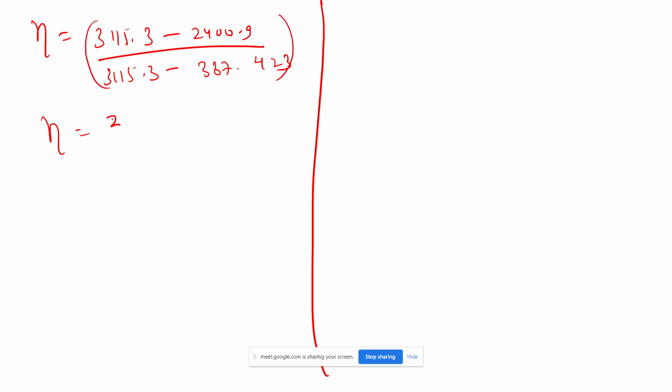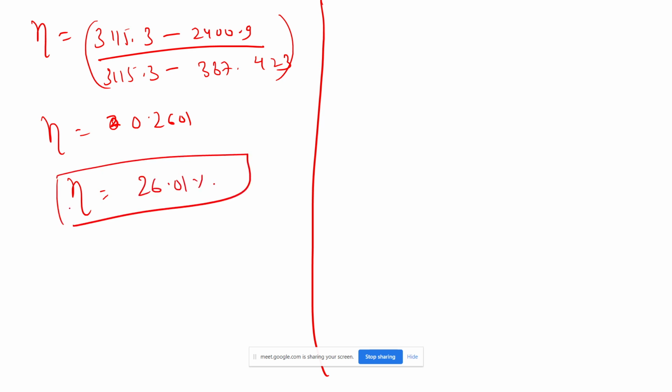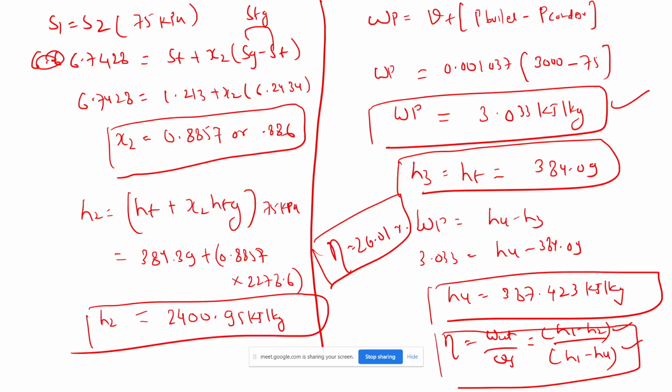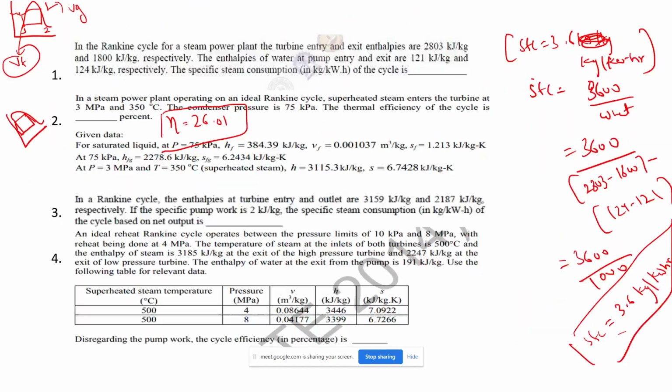That you will get as 0.2601, and since in the question they have asked for percentage, just multiply it by 100, you will get 26.01. What have they asked, nearest value or not? You have to write the answer in decimals also because they haven't mentioned anything. The thermal efficiency of the cycle is dash percentage, so you have to write the full answer, 26.01. Okay.